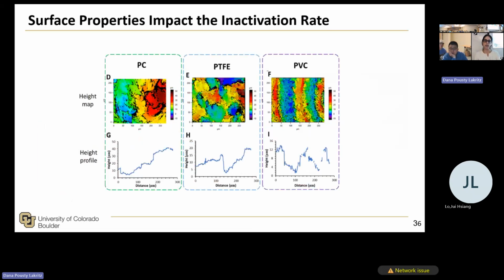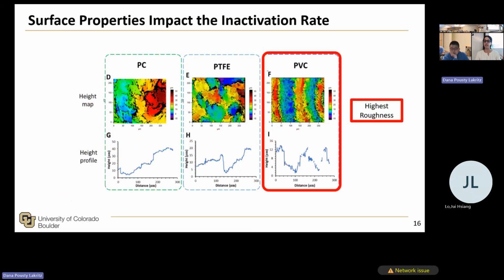And first of all, we did some surface properties characterization. We want to understand what is the roughness of those surfaces. So we found that the PVC has the highest roughness. You can see here all the hills and valleys.